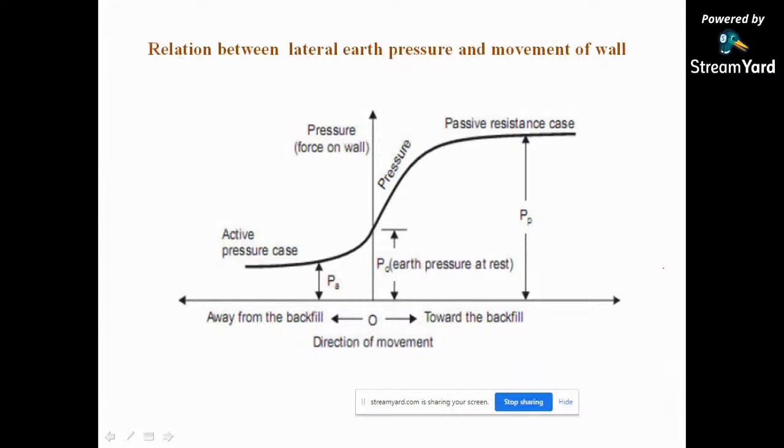Relation between lateral earth pressure and movement of the wall. If you can see, this is the zero line. From here, the soil pressure keeps increasing and comes down like this. So if the movement of the wall is away from the backfill, that will be your active earth pressure, and if it is towards the backfill, that will be your passive earth pressure, and at the center, where the wall does not move at all, that will be your earth pressure at rest, which is known as your P0. So this is how you have to consider the values for both the cases.